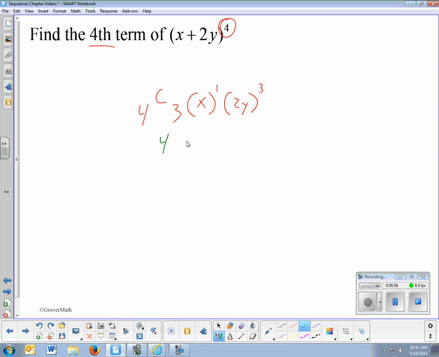4c3 is 4, because for c, the number 1 less than the term you want is the number after c. X to the first is x to the first. And 2y cubed would be 2 cubed, 8, times y cubed. That multiplies out to, I just have 4, there's a 1 in here, and 8, which is 32. I have an x to the first and a y to the third. That's it.